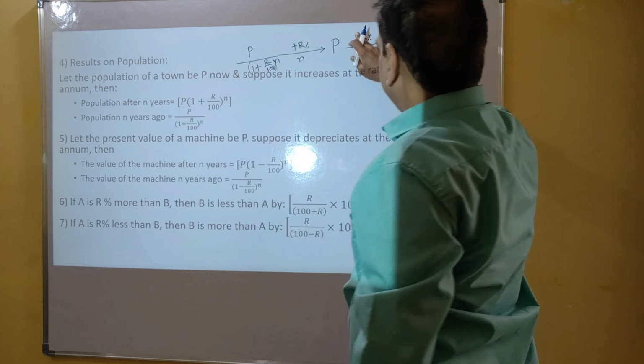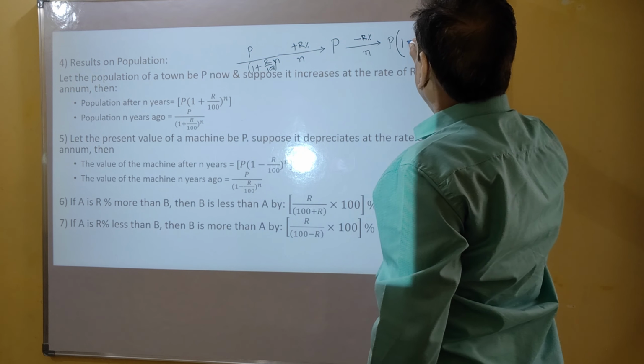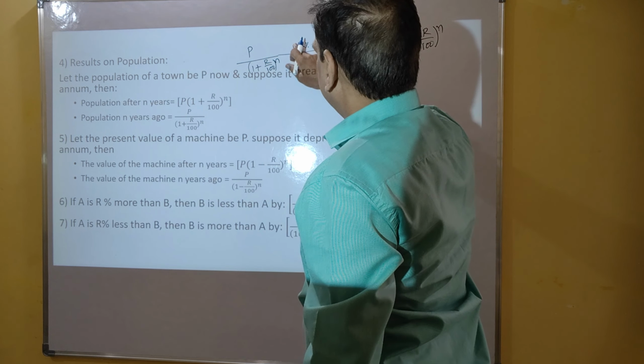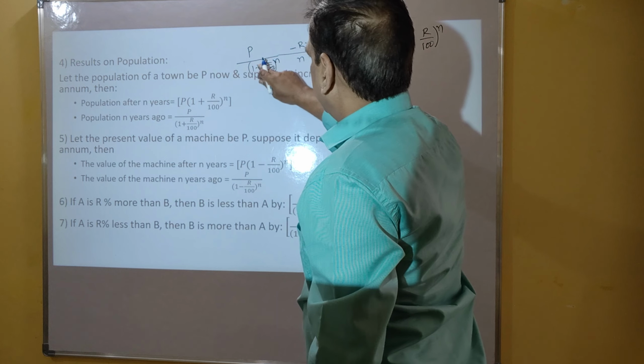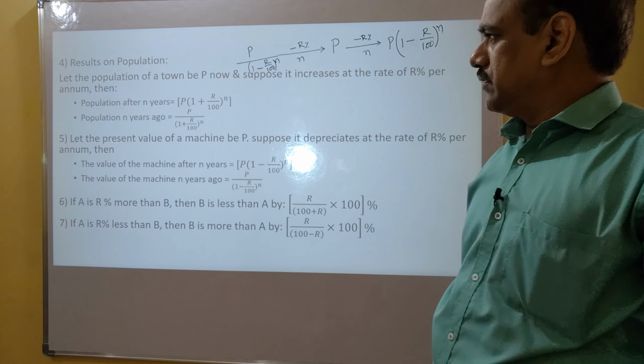Suppose it is decreasing by R%, then you will get minus here. If it is decreasing, you should use a negative sign here. That's it.